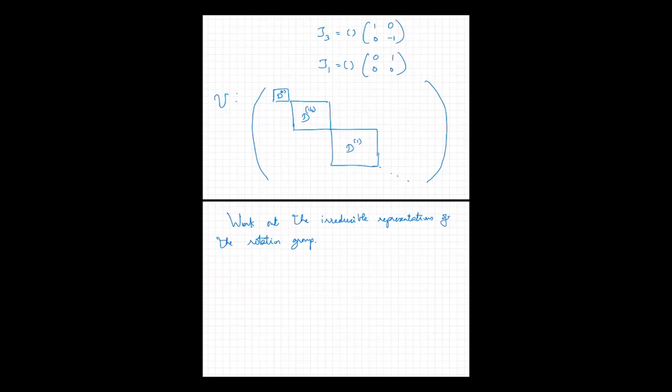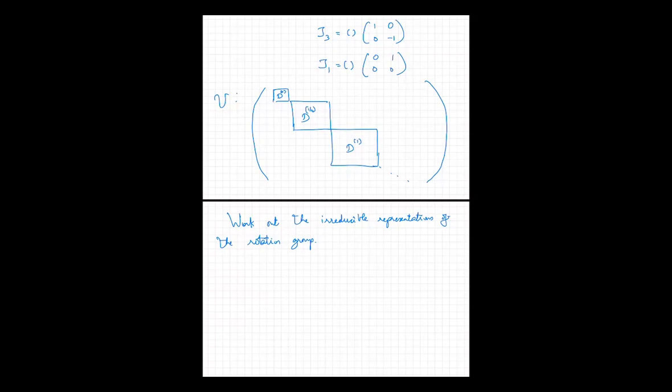There are 2 objects that sort of mix between each other under rotation. They talk to each other. So if I rotate the state 1/2, 1/2, it becomes 1/2, minus 1/2. There is nothing else to go to. Okay, these 2 states talk to each other, but they don't talk to the J is equal to 0 state. So that's a separate bunch.